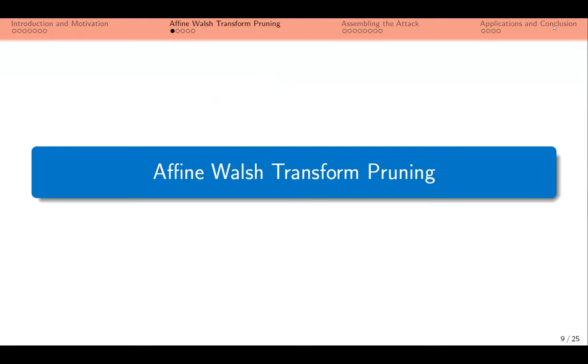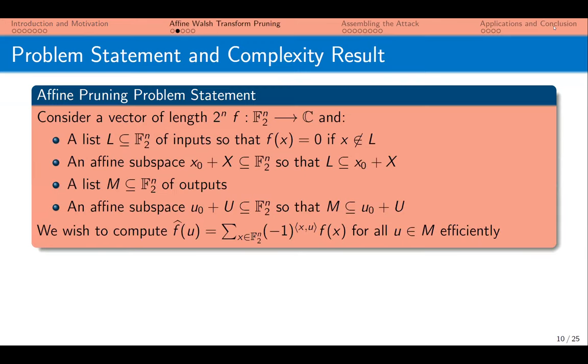So let's forget cryptanalysis for a moment and consider the following theoretical problem. We are given a vector of length 2 to the n, and we are guaranteed that there is some known affine subspace X, which will contain all the non-zero values in this vector. We are also given some affine subspace U, and we are tasked with computing all the outputs of the fast Walsh transform of the initial vector which lie within this affine subspace U. And of course, the question that we want to answer is how can we do this as efficiently as possible?